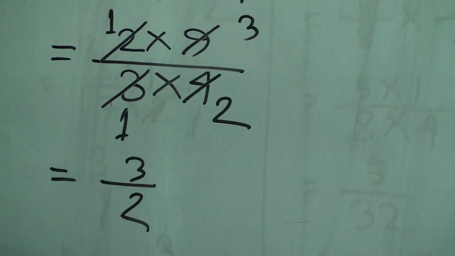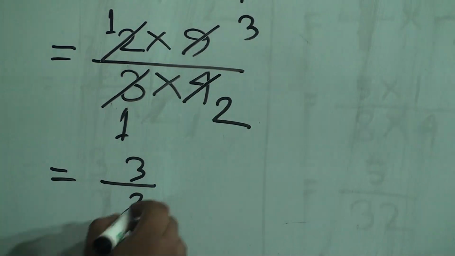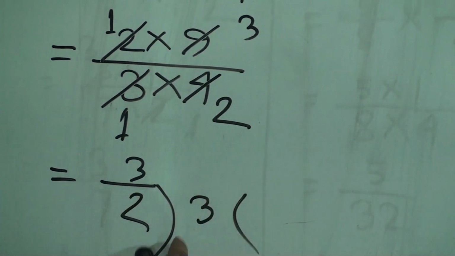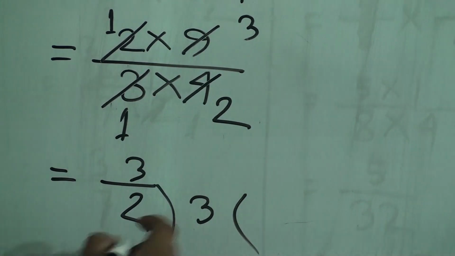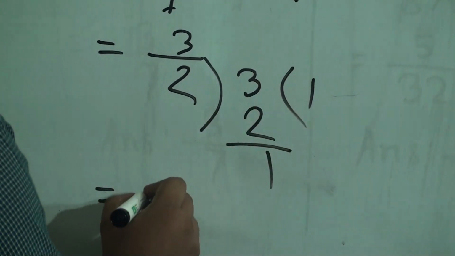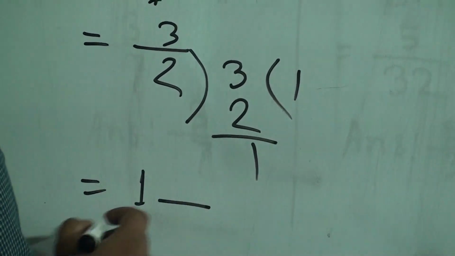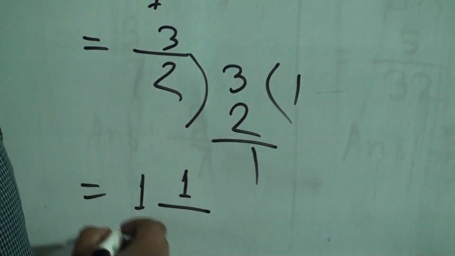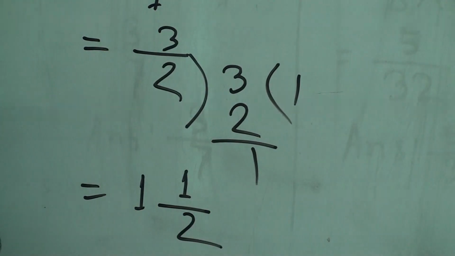This is an improper fraction. We convert it into a mixed fraction. So at first we do division 3 by 2. In 3, 2 goes 1 time. 2 ones are 2 and remainder 1. So here the quotient will be the integer, the remainder will be the numerator and the divisor will be the denominator.